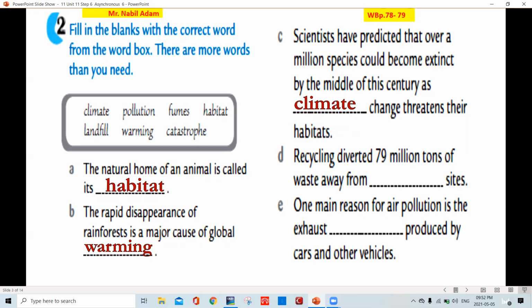D, recycling diverted 79 million tons of waste away from landfill sites. Landfill sites, places for dumping waste. E, one main reason for air pollution is the exhaust produced by cars and other vehicles. Exhaust fumes, car exhaust.